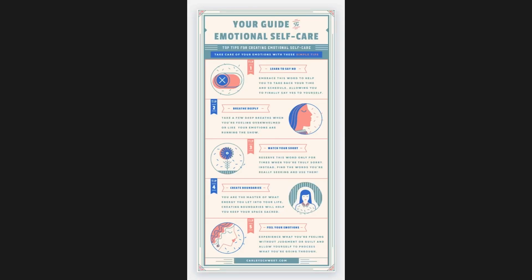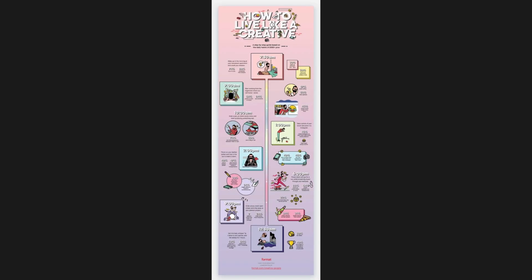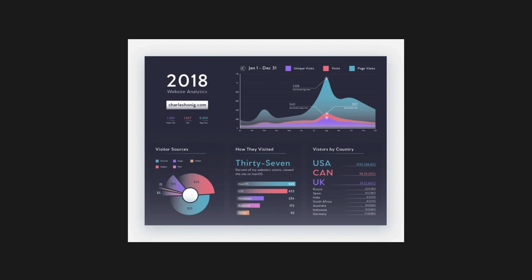Linkable assets come in a variety of shapes and sizes. Some are very visual, like infographics, research reports, and interactive charts.